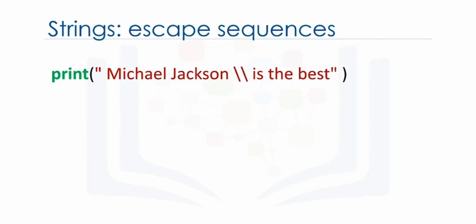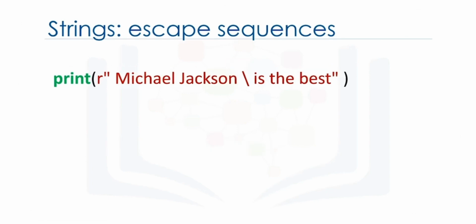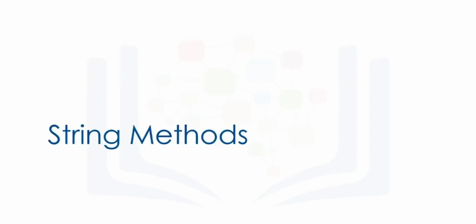If you want to place a backslash in your string, use a double backslash. The result is a backslash after the escape sequence. We can also place an R in front of the string. Now let's take a look at string methods.